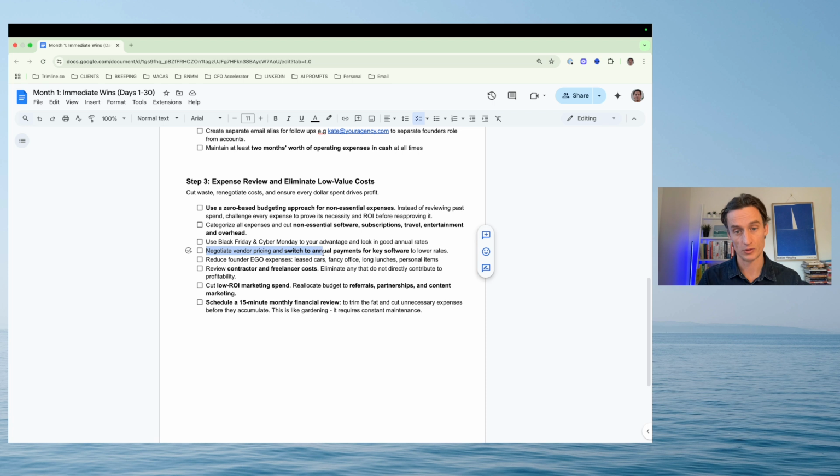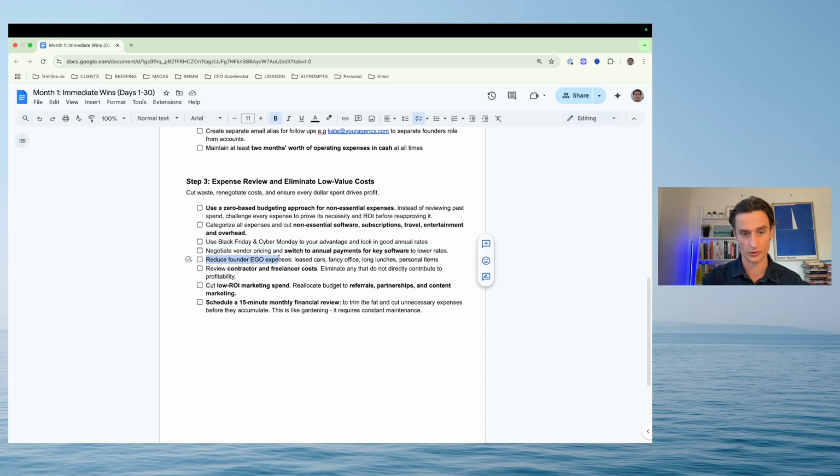Negotiate vendor pricing and switch to annual payments. It's kind of similar to that software negotiation I just talked about. You've got more purchasing power than you think, especially for the bigger expenses. So not just software, this is just an example. Go to them and see if you can negotiate, because often you can.